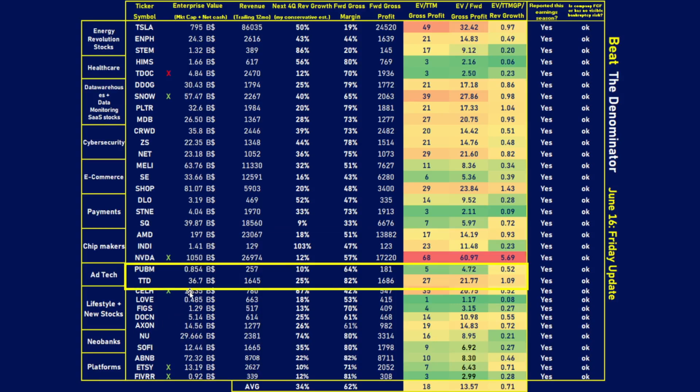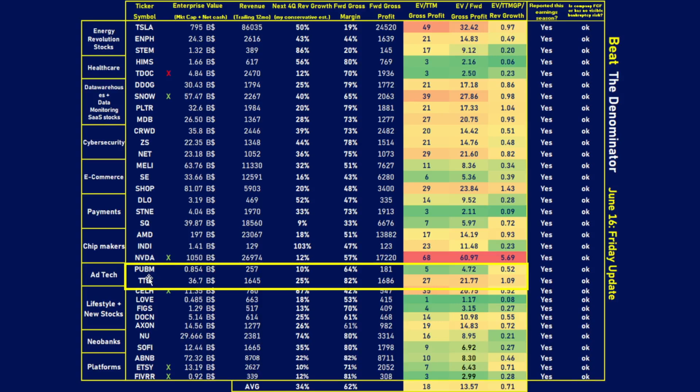Moving on to AdTech. My AdTechs, I have Pubmatic and the Trade Desk. The Trade Desk I've discussed a little bit at the beginning of the video. Getting expensive. Pubmatic is still very cheap, but Pubmatic is a much smaller sell-side player. By sell-side, we mean they sell space to advertisers, right? So they are working with publishers to sell space.